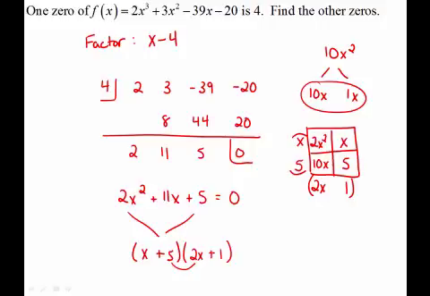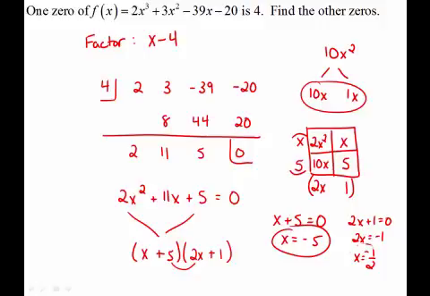Now once I have this factored, if I want to find the other zeros, I just set them both equal to 0. So x plus 5 equals 0. x equals negative 5. And 2x plus 1 equals 0. x equals negative 1/2. So the other zeros in this problem would be negative 5 and negative 1/2.